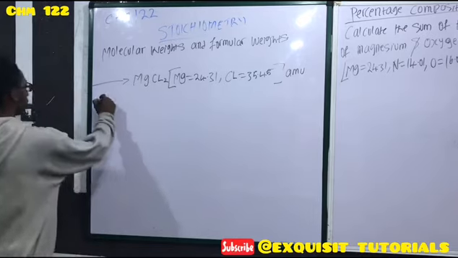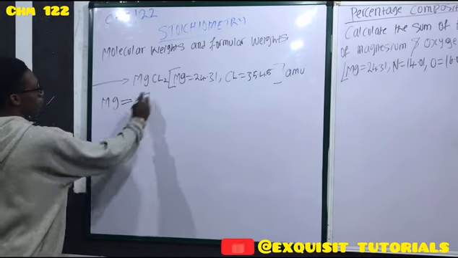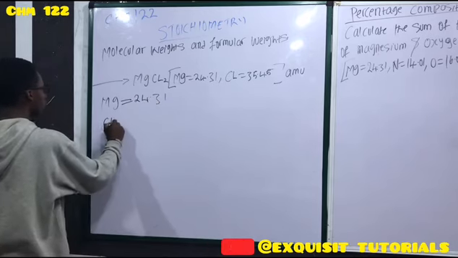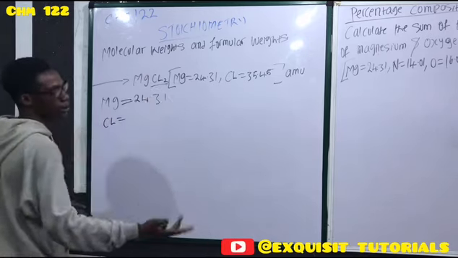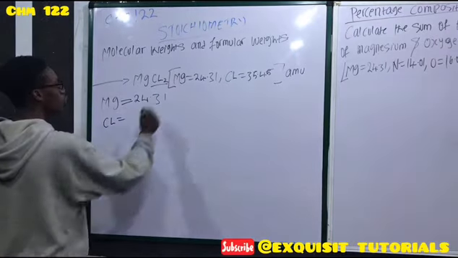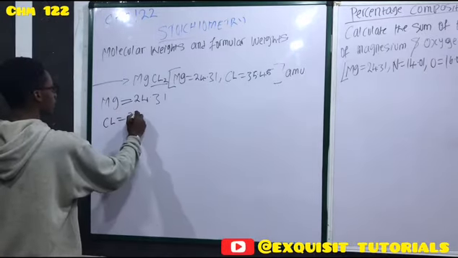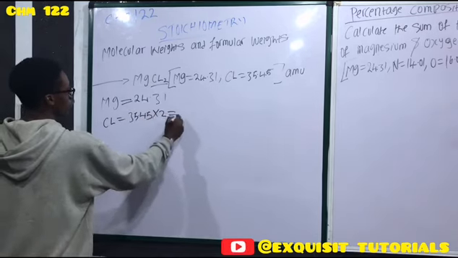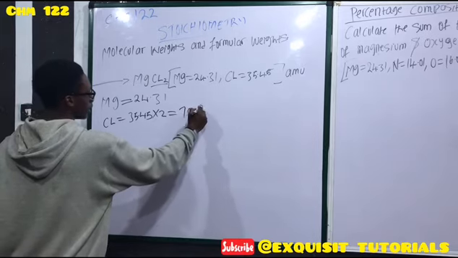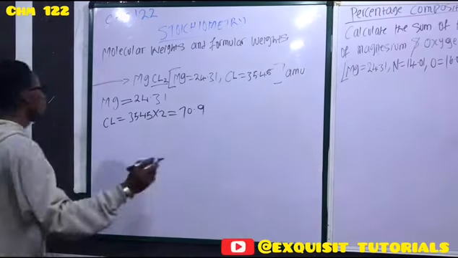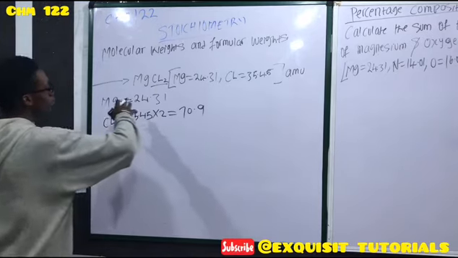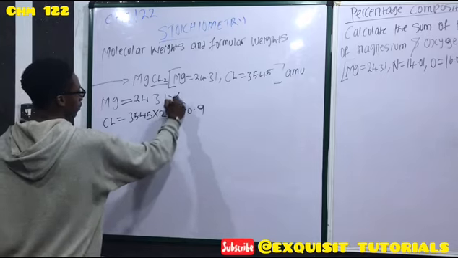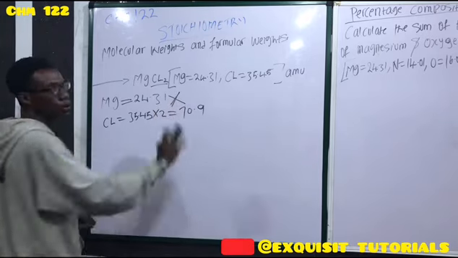Now magnesium is given as 24.31. Then chlorine, it is di, which is 2. So we are having 35.45. Since it is 2 here, we are multiplying it by 2. So we are having 70.9 approximately. Alright, to find the weight of this compound, we are going to add the two of them to find the weight of the compound.